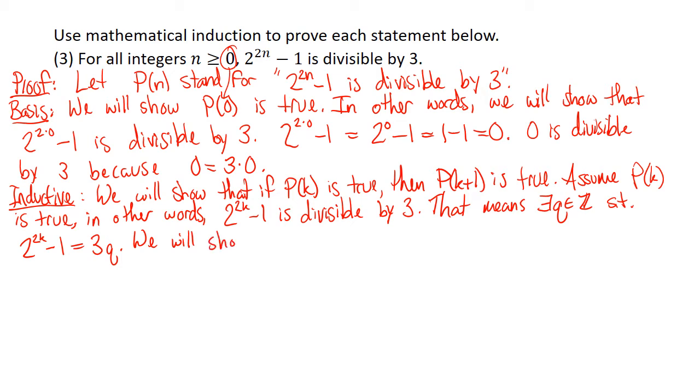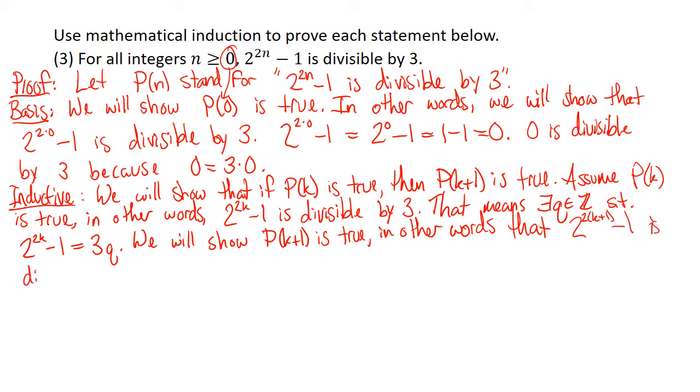So now we will show that p of k plus 1 is true. In other words, that 2 to the 2 times (k plus 1) minus 1 is divisible by 3. Okay, so what we have to do is find that we can replace 2 to the 2(k plus 1) minus 1 with something that is 3 times an integer. Okay, so we're going to need to do some algebra to it.